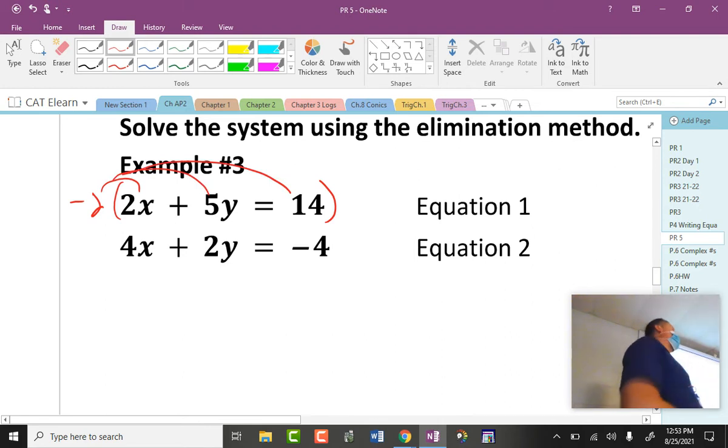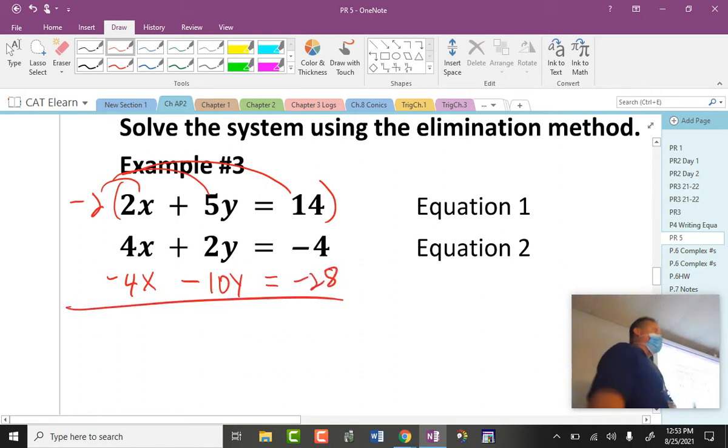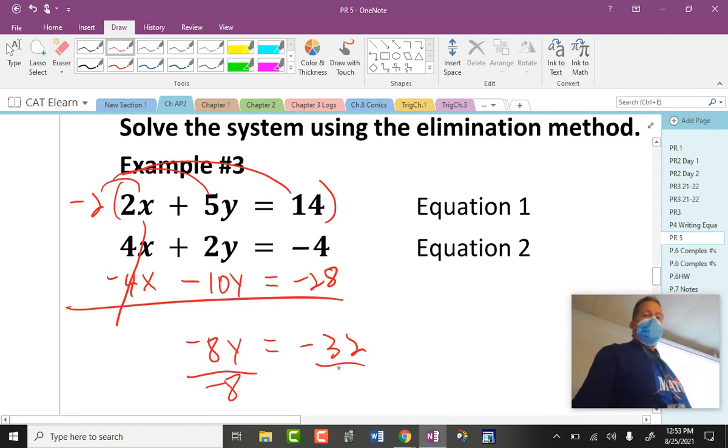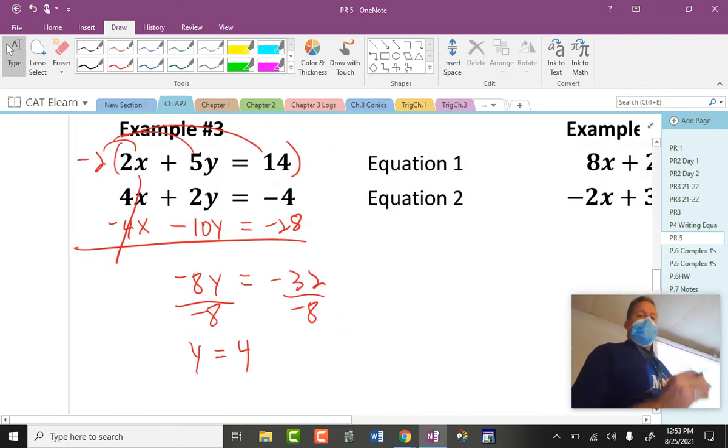And you do have to distribute that all the way through. And since I took the top equation, I can multiply it by -2 and write it right below this equation. So then I can go ahead and do step 2, which is add these. Linear combination method. Combine these two linear situations. This becomes -8y. This becomes -32. Okay, so y equals 4.